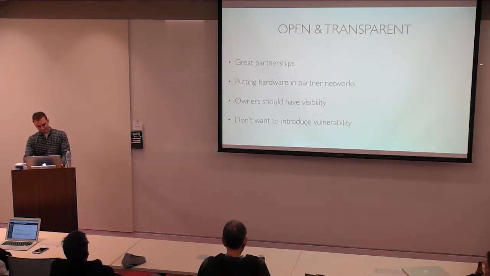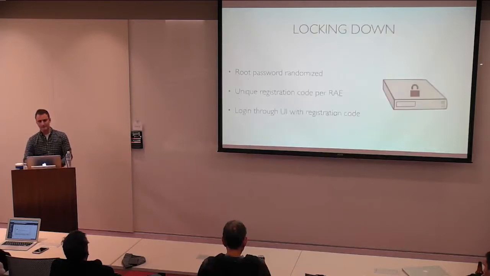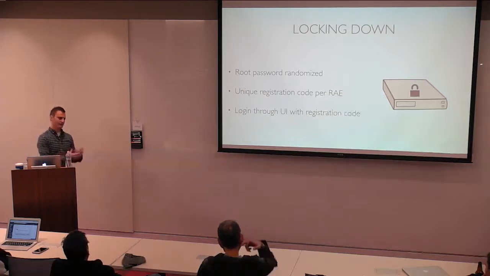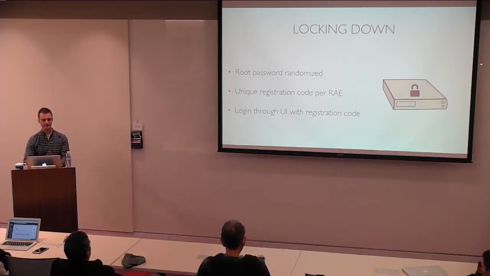But the way we got around that is we first just locked down the device. We randomized the root password. And then we generated a unique registration code per array. So now that we have that registration code, you can go to the UI for that particular array, enter that registration code, and then you can log in and get access to different things on the box.